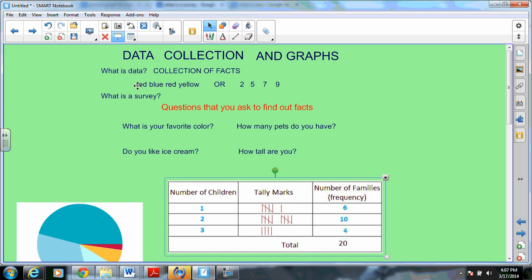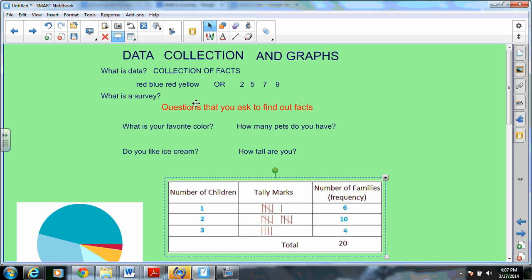Here's an example. Red, blue, red, yellow. Those are all colors. Or 2, 5, 7, 9. Those are answers to questions like, what is your favorite color? Red, blue, red, or yellow. How many pets do you have? 2, 5, 7, 9. How do you find out this information about people?